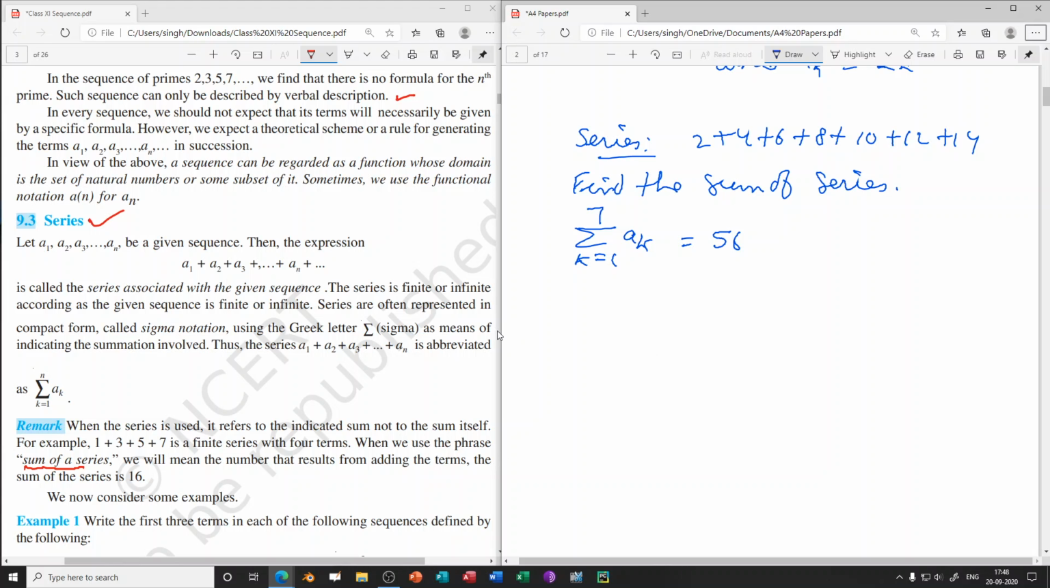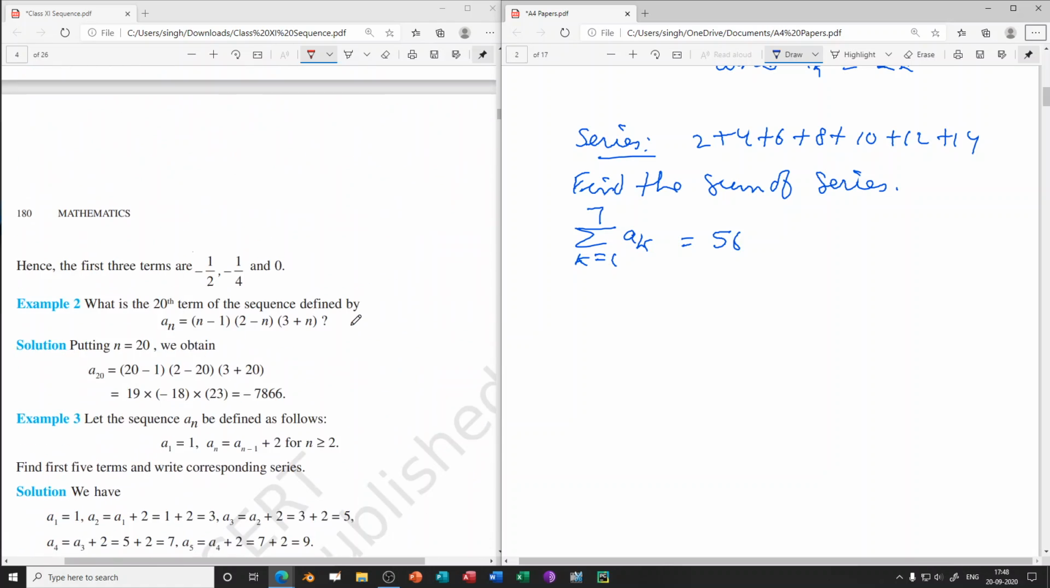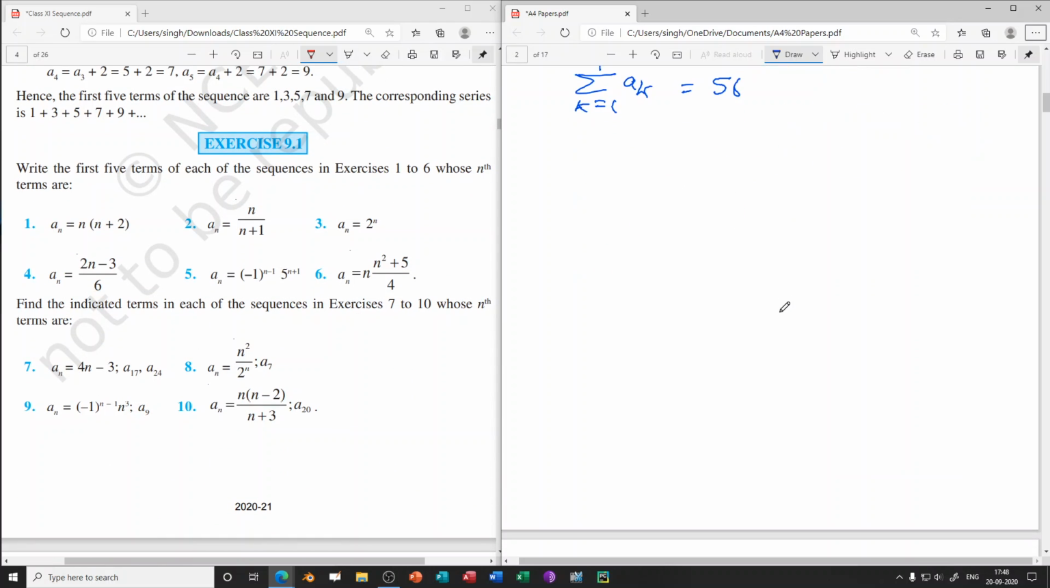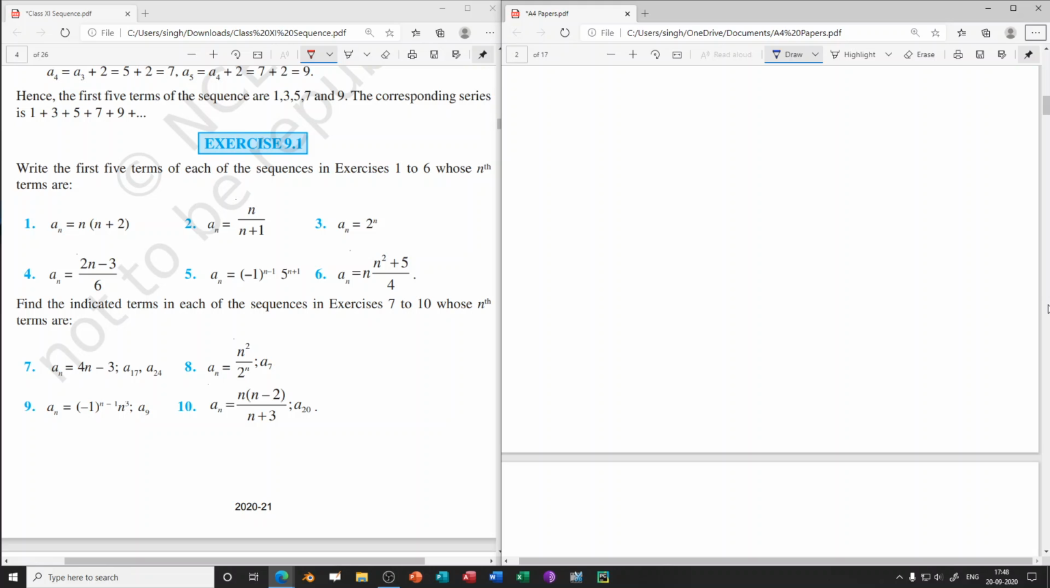Now let us go to the exercise. So we will be going to exercise 9.1. Write the first 5 terms of each of the sequences in exercises 1 to 6 whose nth terms are given. So we have to find the first 5 terms, means we have to find A1, A2, A3, A4, A5 for all these sequences. So exercise 9.1, question number 1. Here an is equal to n into n plus 2.